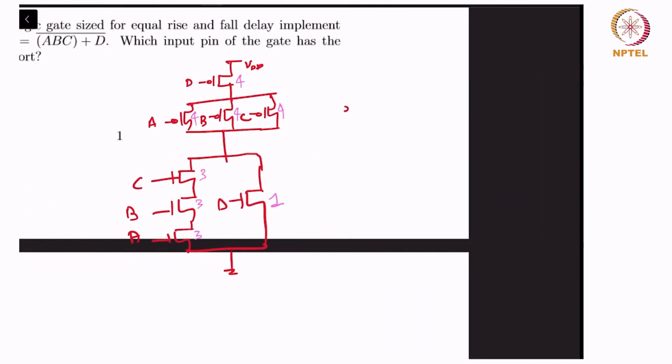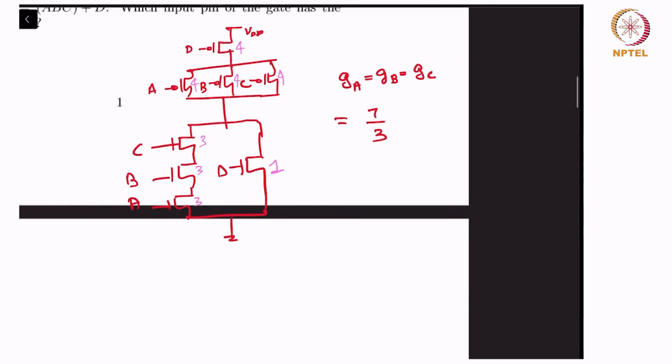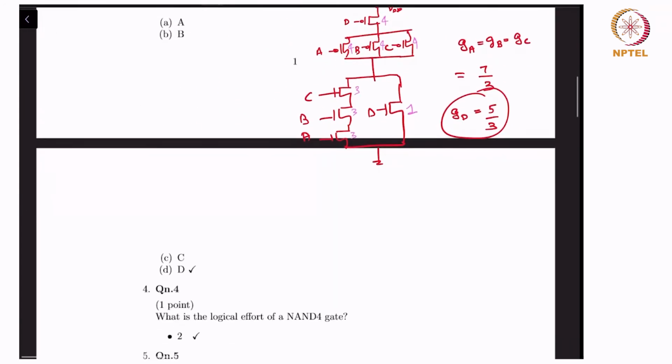The logical effort, let's say GA equal to GB equal to GC, is simply the gate capacitance C gate, which is let's say if you take C for an example, 3 plus 4, that's 7, divided by the reference, which in this case is 3, right? And GD is equal to 4 plus 1, which is 5 by 3. So clearly GD is the least, so the input D has the least logical effort.